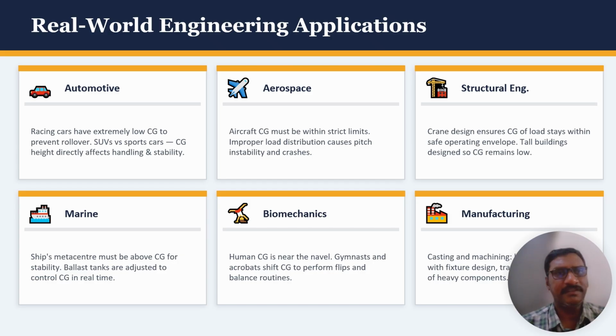Before every commercial flight, the loadmaster calculates the center of gravity based on the passenger distribution, cargo placements, and the fuel load. Passengers are not seated randomly; they are strategically distributed to keep the center of gravity within the limits. This is why airlines have specific rules about where heavy cargo goes in the hold. Coming to the third application, structural and civil engineering.